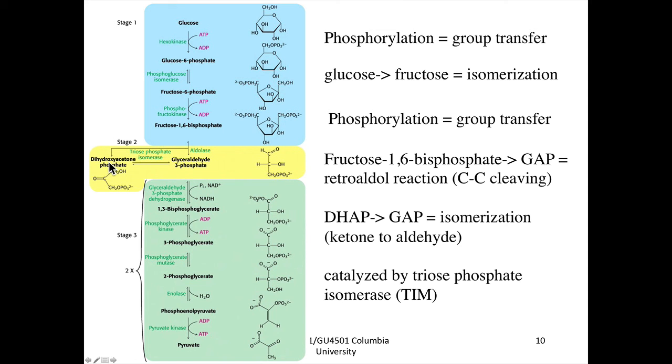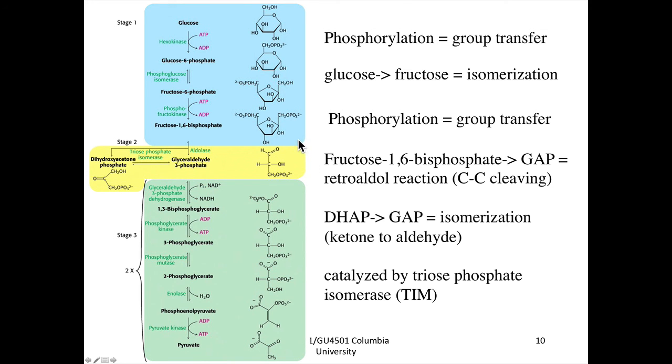We get dihydroxyacetone phosphate and glyceraldehyde 3-phosphate. They both have 3 carbons. And that makes it a carbon-carbon bond cleaving reaction. That's a type of reaction, and more specifically, a retroaldol reaction. So you'll periodically come across retroaldol reactions in biochemistry.